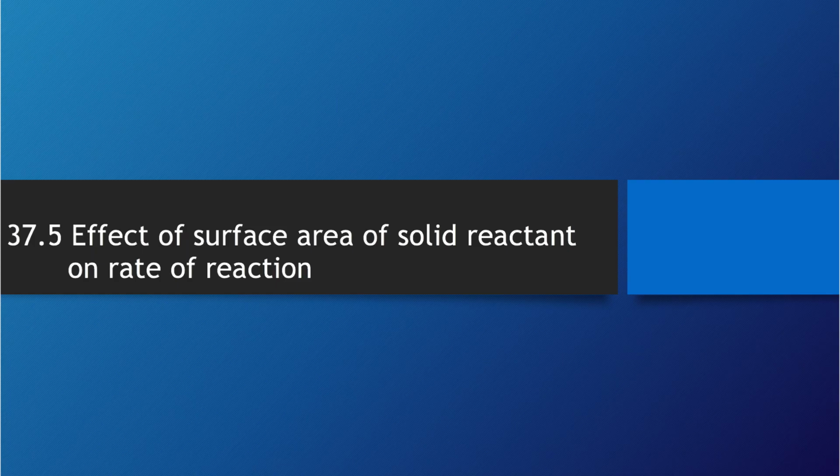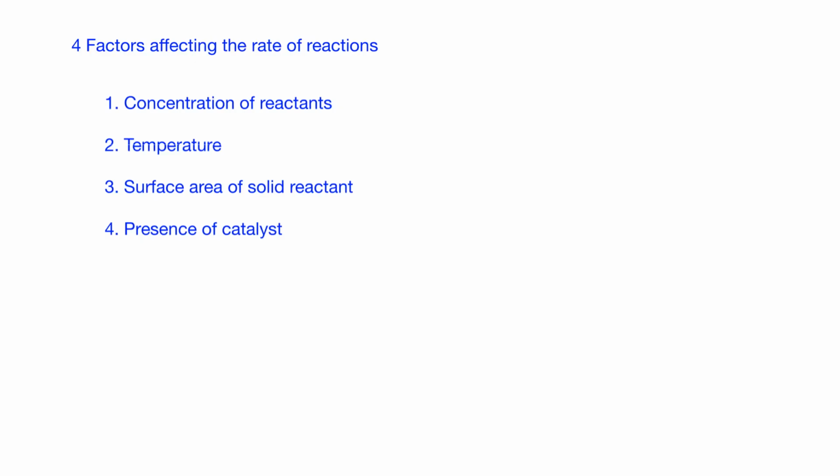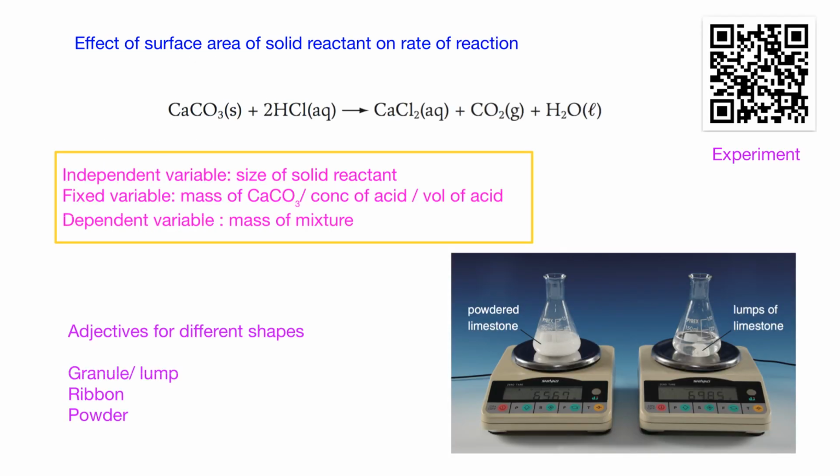In this video we will talk about the effect of surface area of solid reactant on rate of reaction. So this will be the third factor that affects the rate of reaction. To study the effect of surface area of solid reactant on rate of reaction, we are using this equation. Remember, for surface area, we only talk about the solid reactant, because for liquid and gas, you can't find the surface area.